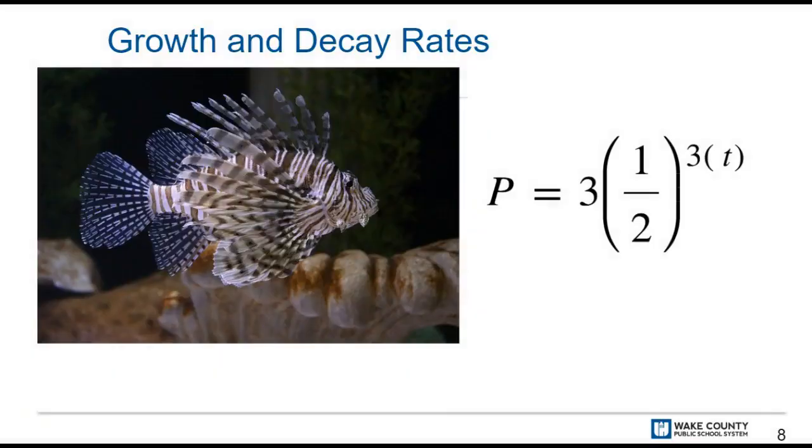The next lesson is looking at the effect of changing the time period on the rate of growth. In the context of an invasive species and population growth, you will explore what happens to an exponential model when you change the measurement of time.